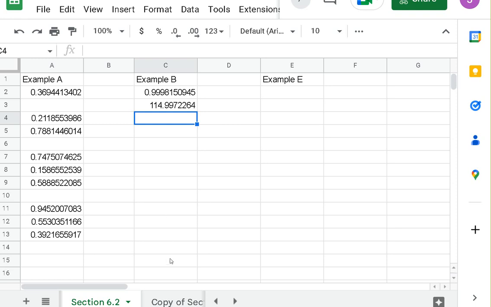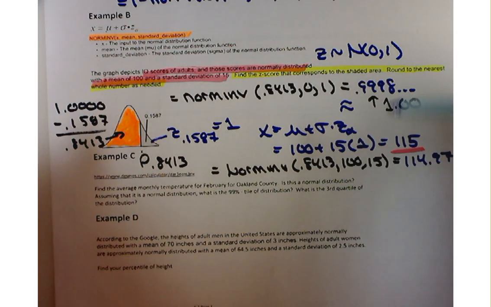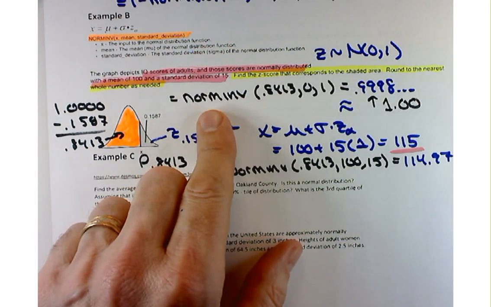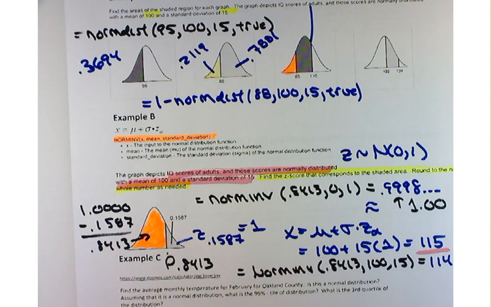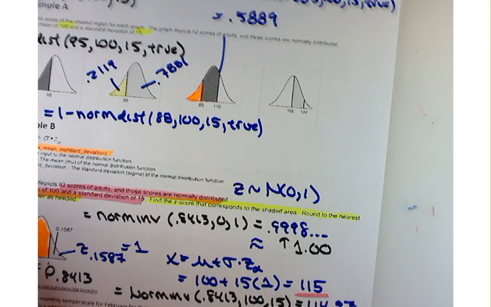So basically in this section, and in section 6.1, you're going to be using one of two commands. You're going to either use norm inverse or norm distribution. And let's try and be clear about what command you're going to use when. So let me do that.